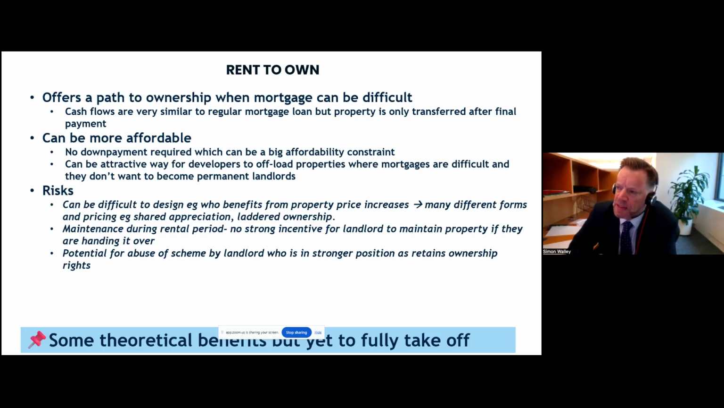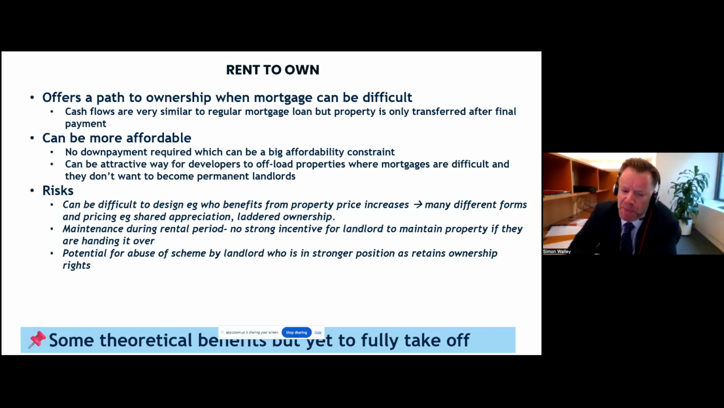And one of the attractive things about rent to own is it offers a path to home ownership, but it circumvents some of the difficulties around particularly titling and getting a mortgage, which can be a very, very lengthy, difficult process to get the mortgage lien registered. And this is a quicker way around it. The second big advantage of rent to own versus full ownership is that you don't necessarily need the 20-30% down payment. So in that sense, it can be much more affordable.